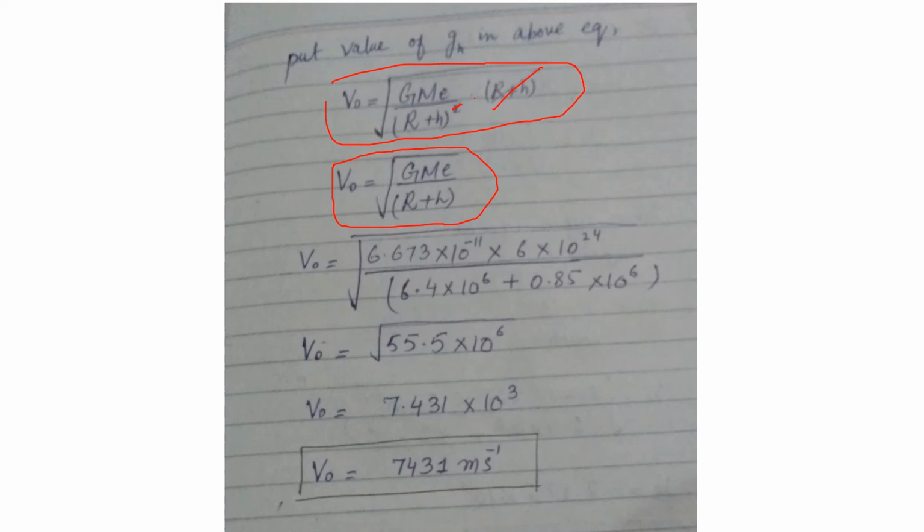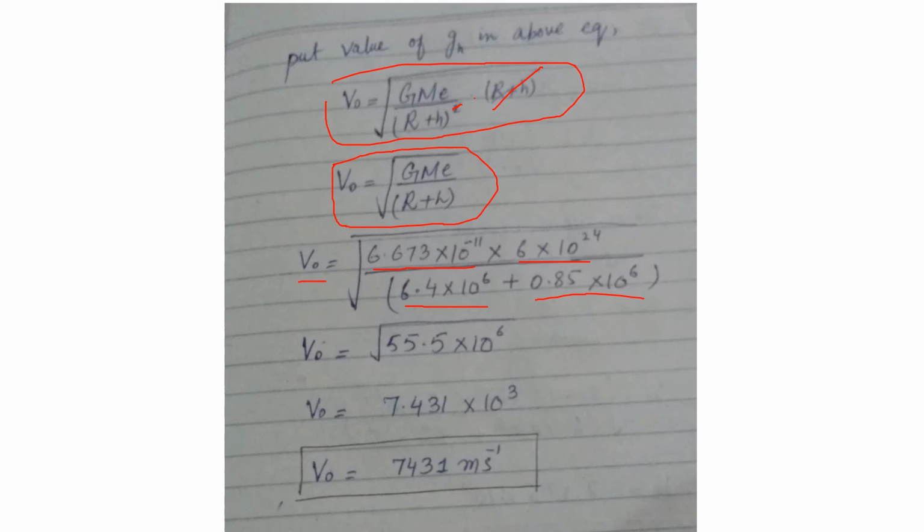So we just substitute the values that we already know. v naught is equals to 6.673 into 10 raised to power minus 11. This is G, a universal constant, and its value is always known. Then Me is 6 into 10 raised to power 24. We already know the value of Me. R is the radius of earth, which is 6.4 into 10 raised to power 6. And h is given in our data, that is 0.85 into 10 raised to power 6. Now we just solve these values.